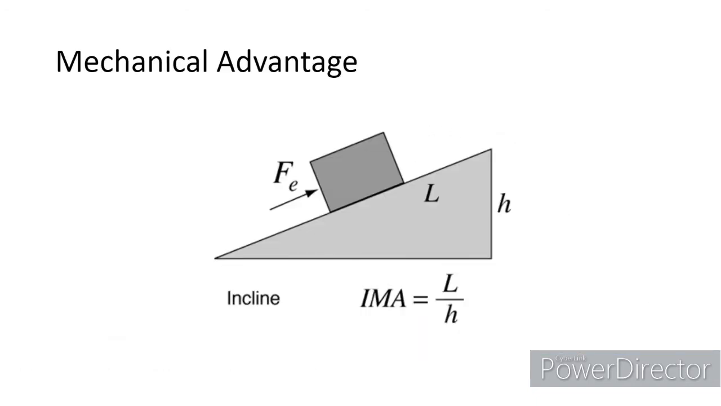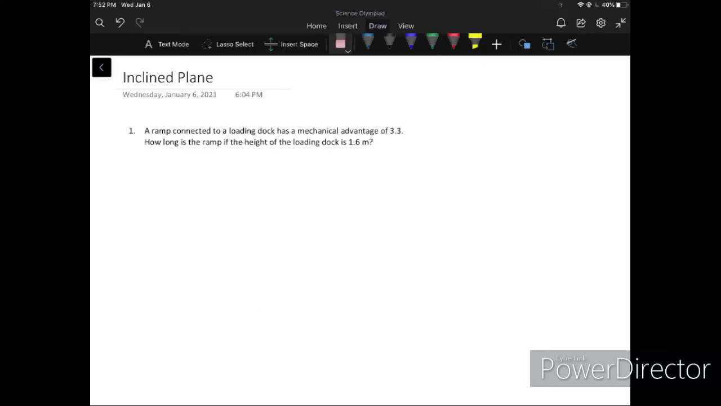So then for the mechanical advantage of a ramp, it's fairly straightforward. You are just going to be dividing the length of your ramp by the height of your ramp. And that is going to be how you calculate your ideal mechanical advantage.